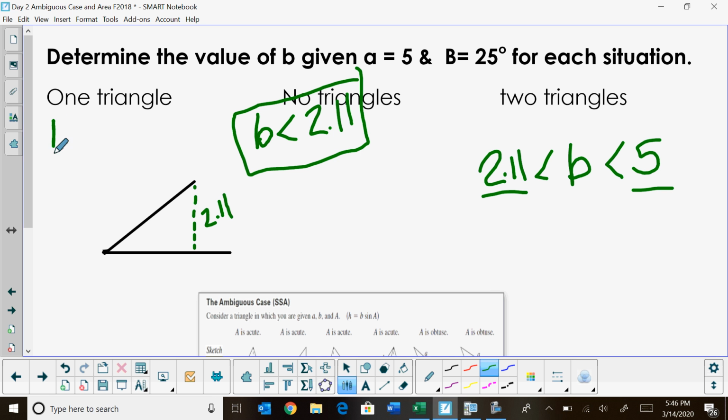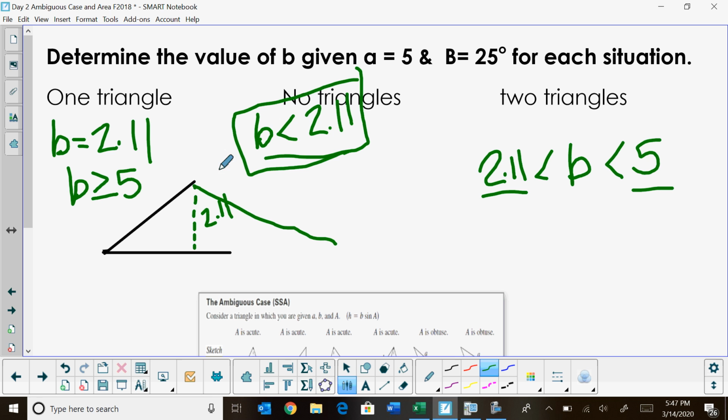So for one triangle, we said B could be equal to the height and create a right triangle, or B would have to be greater than or equal to 5 to create the isosceles, or this longest side. If B is less than the height, then it's not going to create a triangle. But if B falls between the two, both the height and this opposite side, then that creates the swing arm, and we have two scenarios. So hopefully that kind of helps you see that scenario.